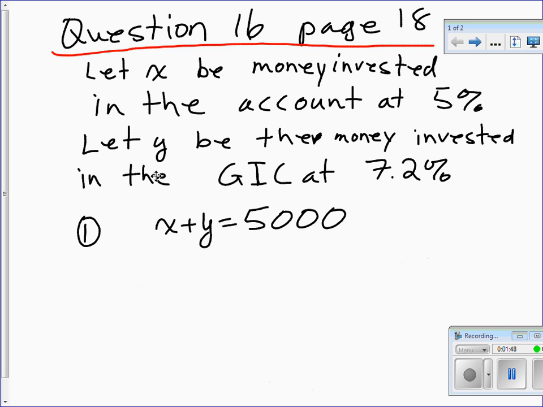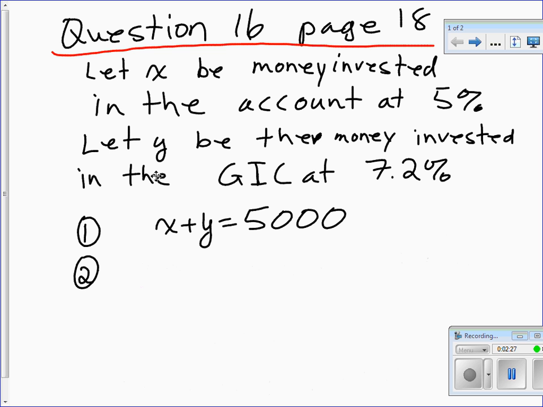Now for equation 2, we have to find some way to relate the 5% and the 7.2% accounts to the interest that's made in a year. It says here, as your last statement, that she has earned $349 over the year. How much money for each part would I have put in? In order to come up with that next equation, you have to start thinking about percentages.